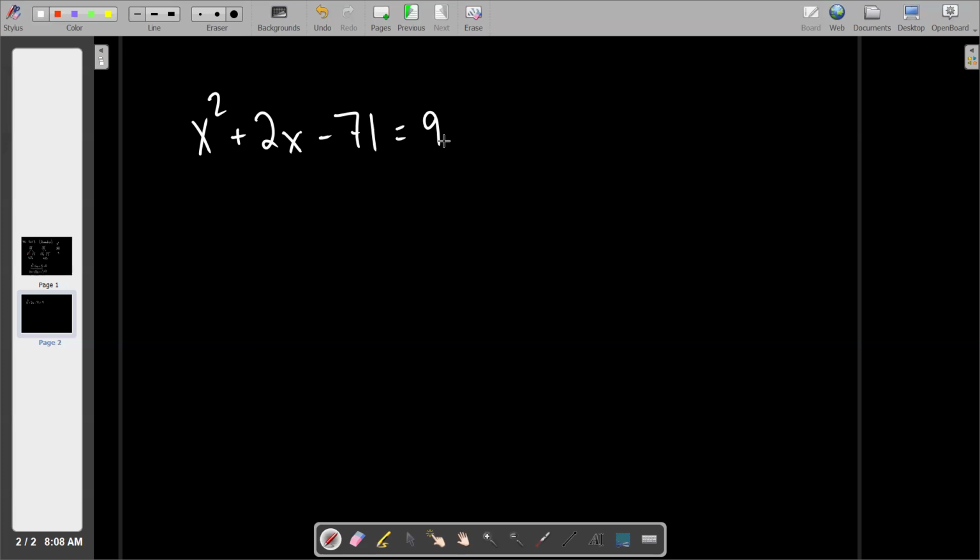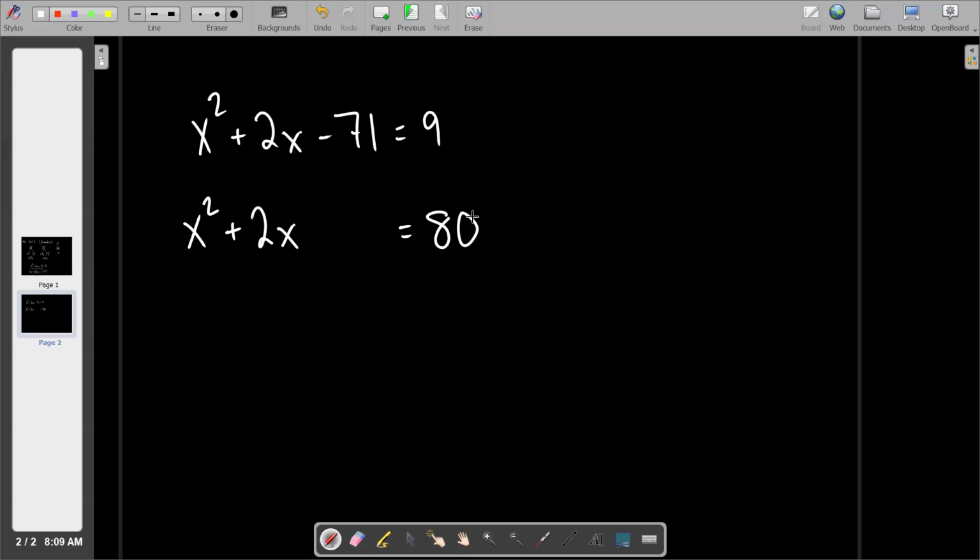This is the part of the notes where you want to be really deliberate about step 1, step 2, step 3. It's a very laid out, concrete process. So the first thing we're going to do is move this 71 to the other side, and leave a void after the 2x. Just like we did about 3 or 4 minutes ago, I'm going to set it up like this: x squared plus 2x blank. And then to move the 71 to the other side, I have to add it. So I get 80.